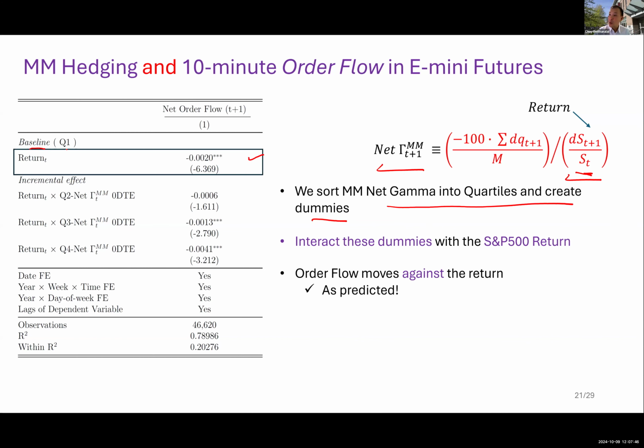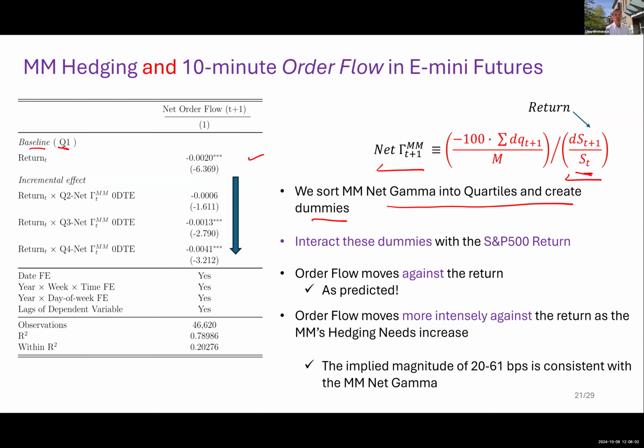And this is in the first quartile of net gamma, meaning the lowest market maker hedging need. It shows that the market maker has to trade in the opposite direction of index return, a negative sign. And as their hedging needs in zero DTE positions increase, the order flow in E-mini futures moves even more strongly against index return, providing us with some suggestive evidence that this could come from the hedging mechanism.